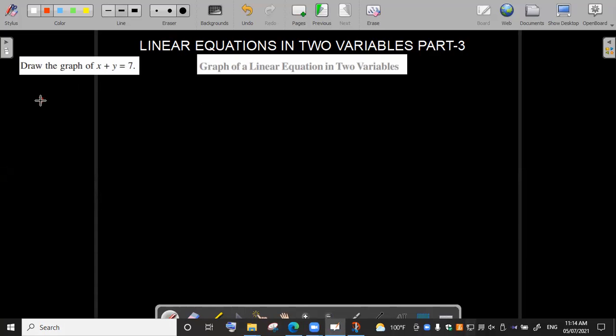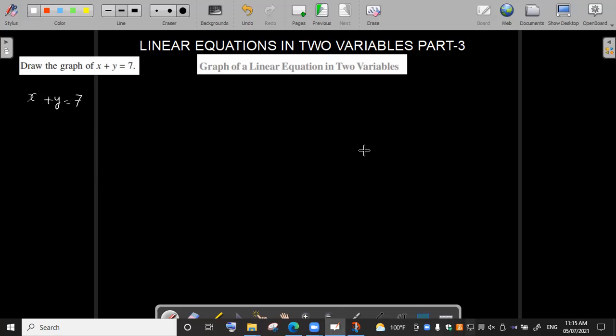This equation is x plus y is equal to 7, and we have to draw the graph of this equation. Okay, so in order to draw the graph of this equation, at least we need 2 points. But I will suggest you take 3 points, because sometimes if you take 2 points and both are wrong, then also you will get a single straight line. And if you take 3 points and any one is wrong, then you will not get a straight line. Means you cannot join it.